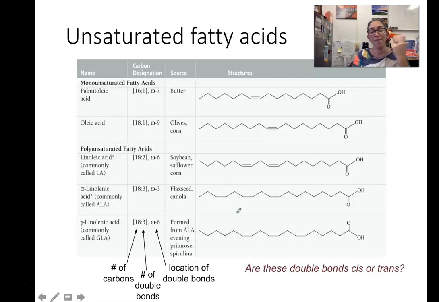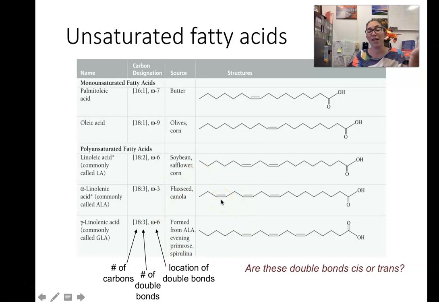So you may have heard nutritionally that omega-3 fatty acids are really good for you. Omega-3 and omega-6 fatty acids are both healthy. These are actually essential fatty acids that our body needs to make compounds that we can't make without them. We have to get them from our diet.